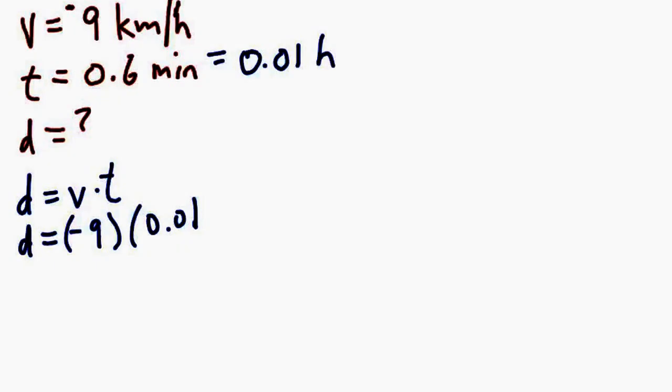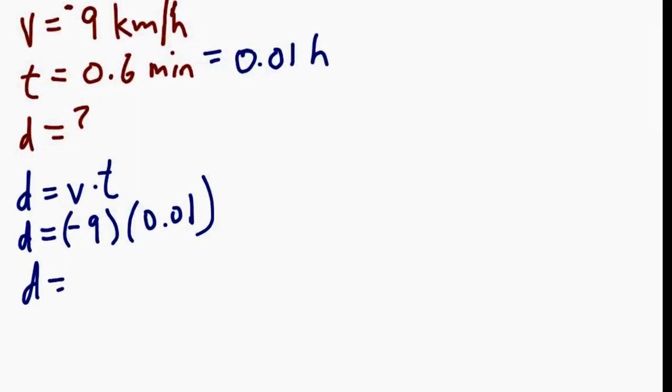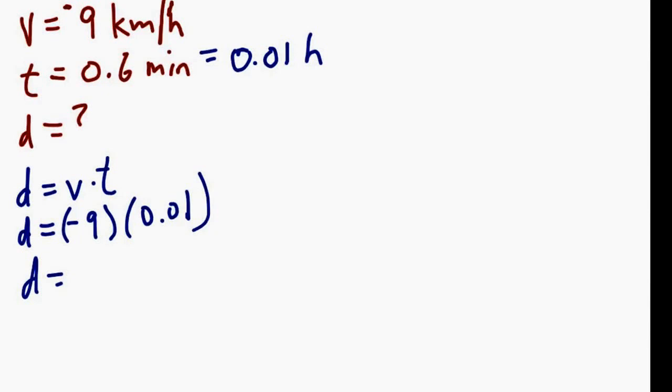So the first step then is let's change 0.6 minutes to hours. So we'd have 0.6 divided by 60 gives us 0.01 hours. And now we should be good to go. So our distance would be velocity times time. So we would have -9 kilometers per hour times 0.01 hours. So our displacement then is -9 times 0.01, which gives us 0.09 kilometers.